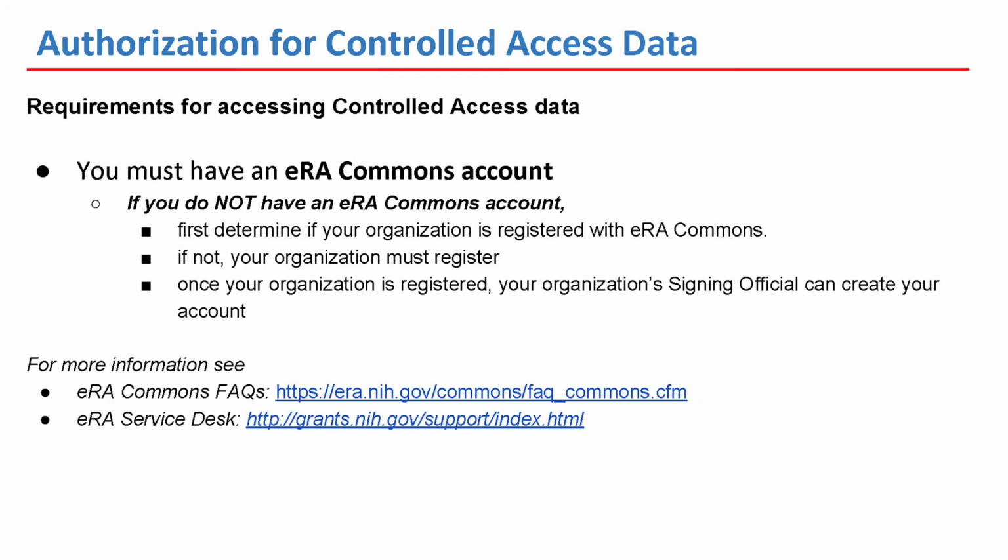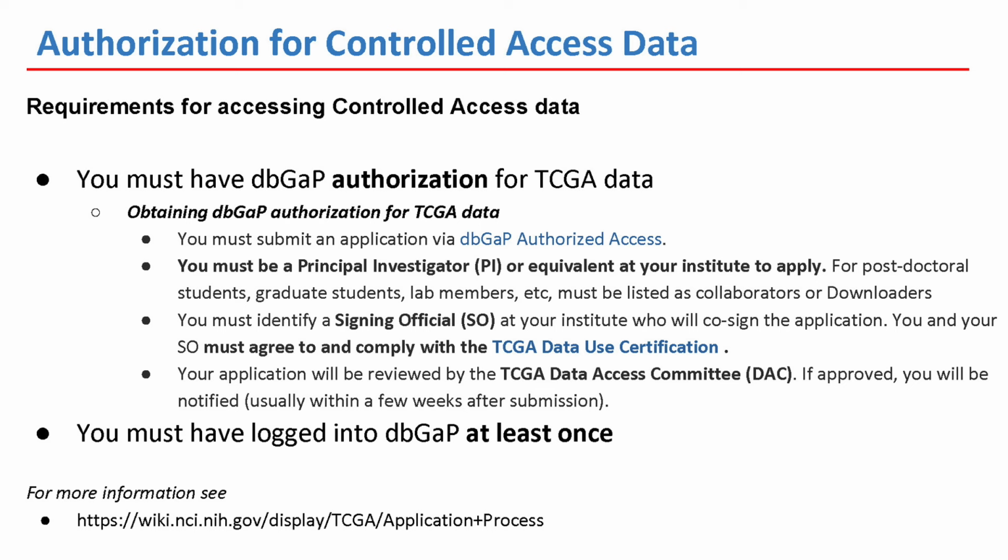Your organization must be registered with ERA Commons. If any of you want to access the data, go to your PI and ask for an ERA Commons ID. They're easy to set up. ERA Commons IDs are done at the organizational level, and it requires a signing official from your institution. There are links here that can give you more information.